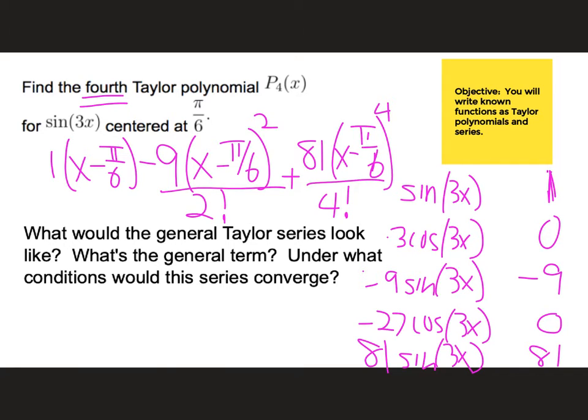Then we want the general Taylor series, so it would just continue that pattern. Let's analyze this pattern piece by piece. We've got 1, we've got 9, which I can write as 3 squared, and then 81, which I can rewrite as 3 to the fourth. So this is 3 to the 0. So the general term is going to be 3 to the 2n, so I make sure it's even, and n starts at 0.